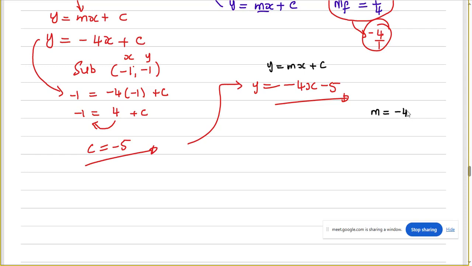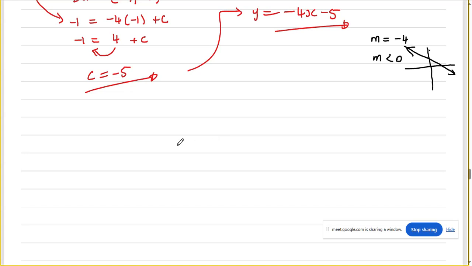-4x. No, don't say x. The gradient is just m, which is in front of x. So it's just -4. The gradient is less than 0, meaning your graph is a decreasing function. It will look like this. Do you understand? Okay. You can also plot the graph. You are more than welcome to plot the graph.